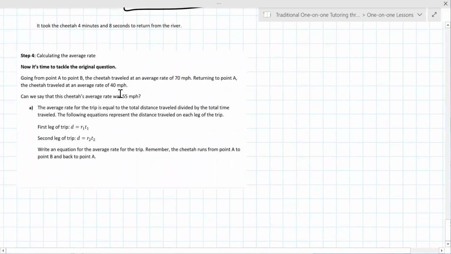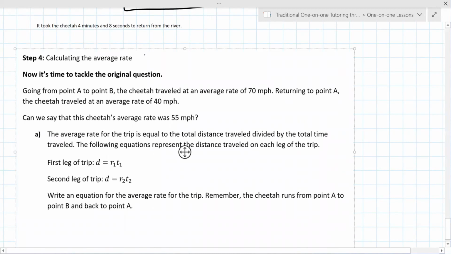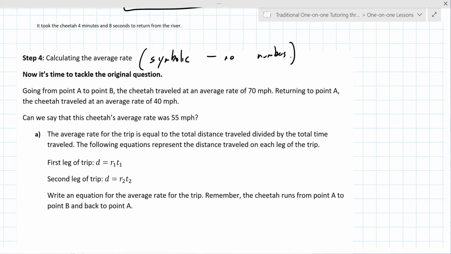All right. So 4, calculating the average rate. So basically everything from here on is what I call symbolic, and it means that there are no numbers. And as a student, I didn't like this. I don't expect you to like it, but there are no more numbers until the end. So you do the problem without numbers, and then you work it through. Yeah, I do not like the ones without numbers. I understand what you're saying. I know the problems. Right.